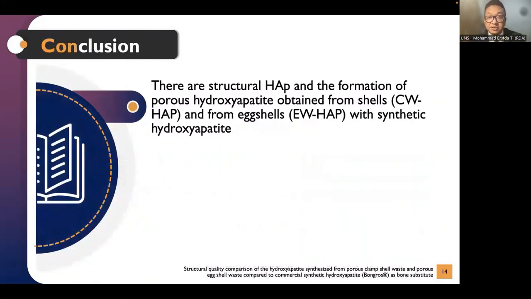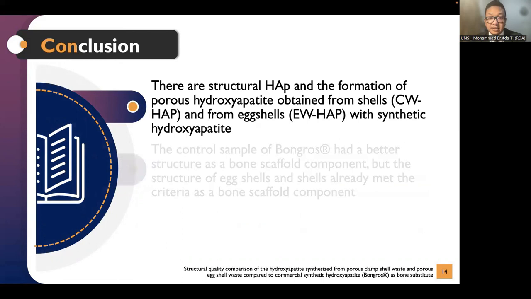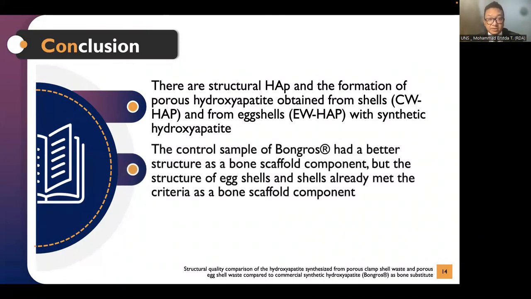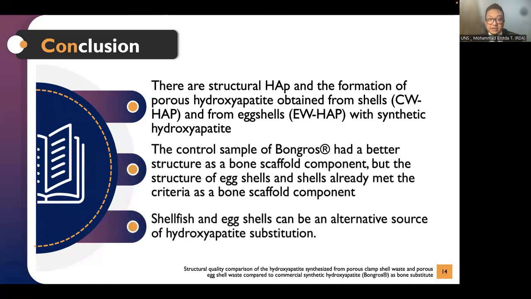Conclusion: the structure of hydroxyapatite and the formation of porous hydroxyapatite obtained from clam shell and from egg shell are compared with the synthetic hydroxyapatite from Bone Rust. The control sample of Bone Rust had a better structure as a bone scaffold component, but the structure of the egg shell and the clam shell already met the criteria as a bone scaffold component. The shellfish and the eggshell can be an alternative source of hydroxyapatite substitution.